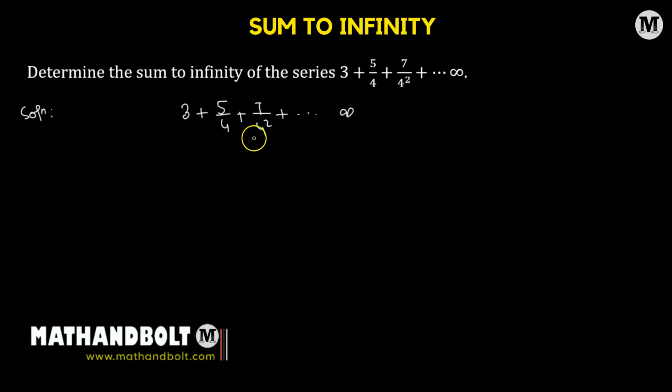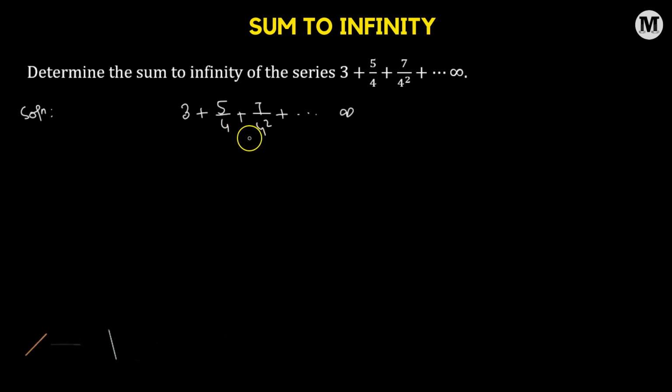Now this particular sum is neither an arithmetic series nor a geometric series. It's not an arithmetic series because there is no common difference here, and also not a geometric series because it does not have any common ratio. However, it is composed of an arithmetic sequence and a geometric sequence. That's why it's also referred to as an Arithmetico-Geometric series.